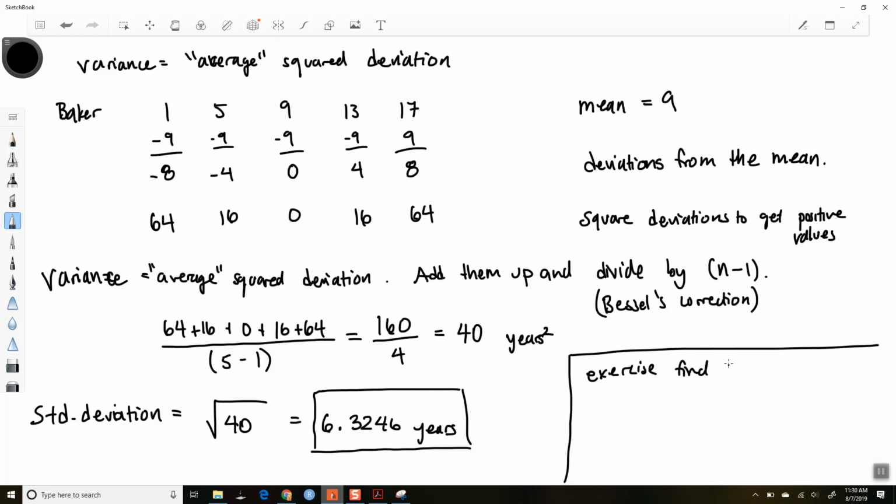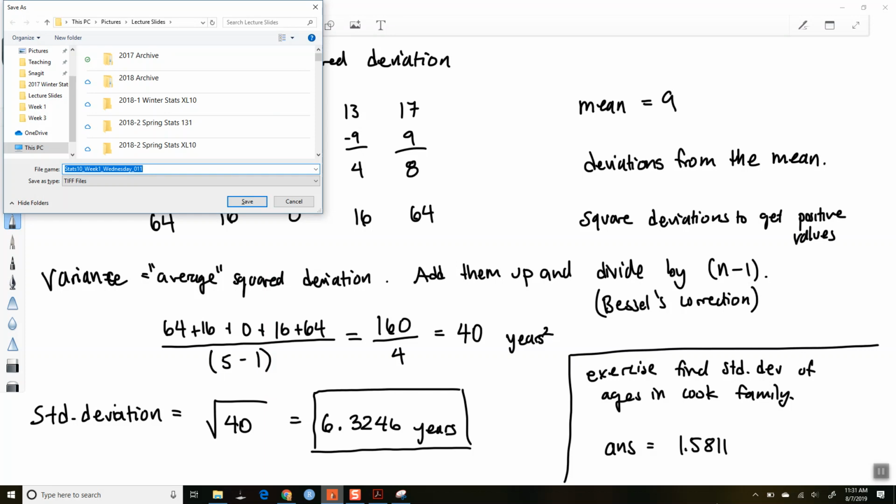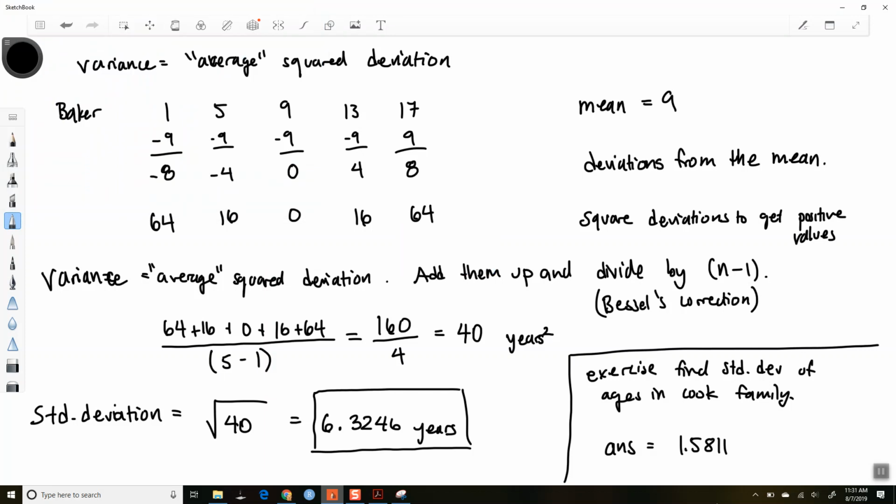All right, so an exercise for you to do on your own time is find the standard deviation of ages in the Cook family. If you do it, your answer should be 1.5811. Follow the same kind of steps. Review the notes and see if you can do it without looking at the notes at the exact same time.